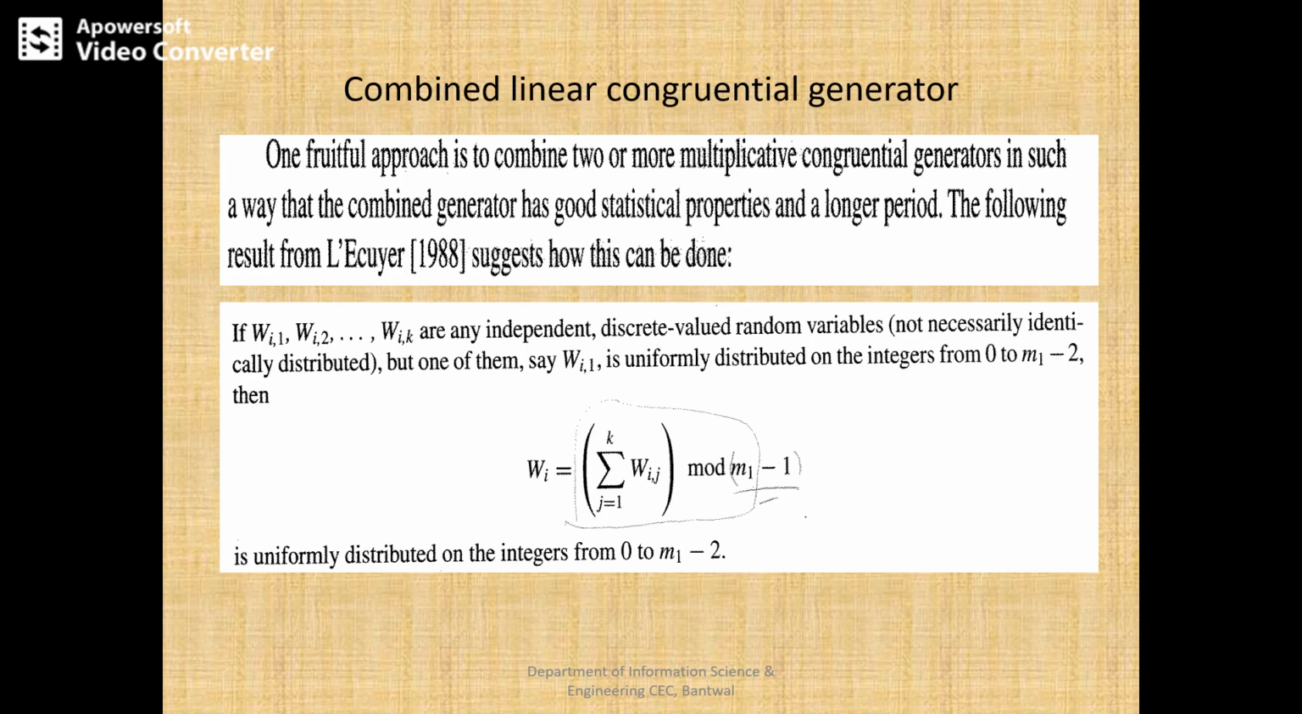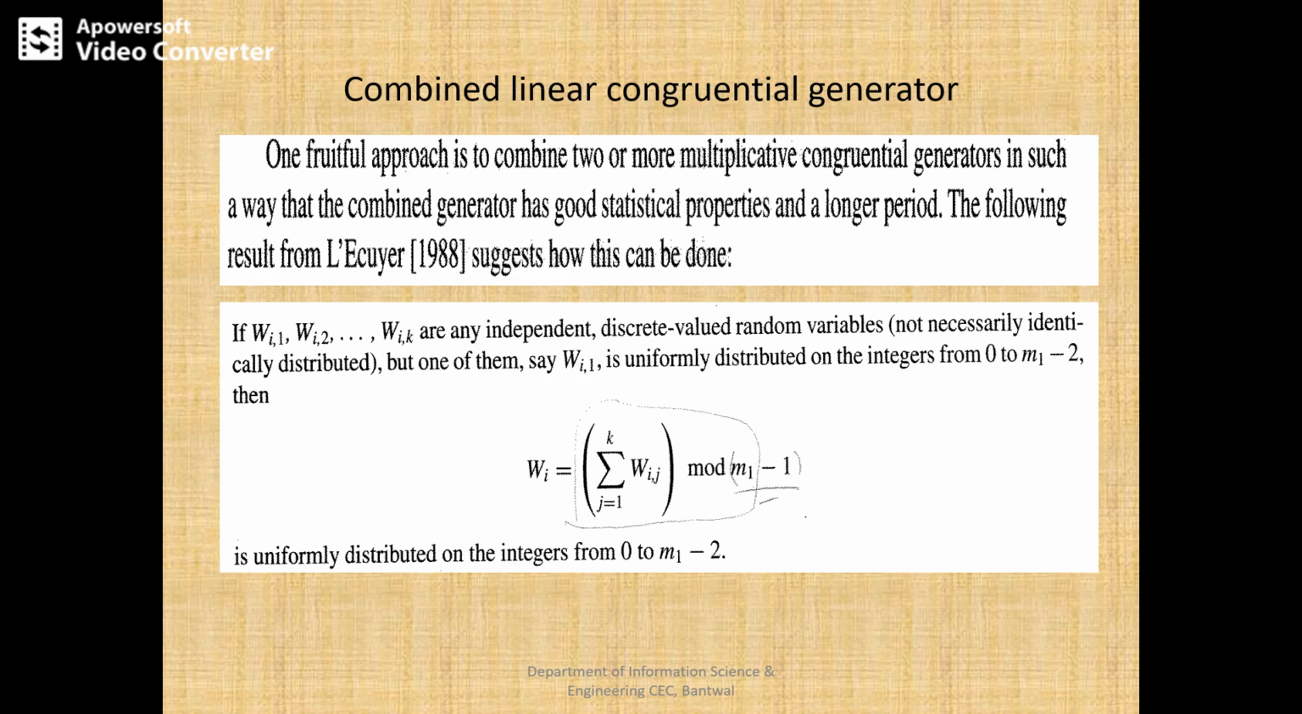So that is one fruitful approach to combine two or more multiplicative congruential generators in such a way that the combined generator has good statistical properties and a longer period. The following results are from L'Ecuyer, 1988, who suggested how it can be done. We will take directly the small derivation of that linear congruential method.